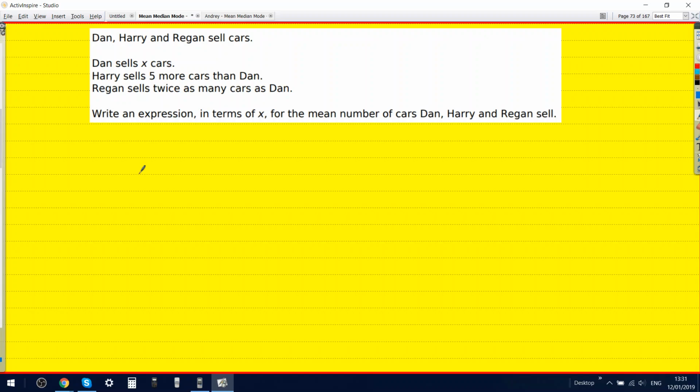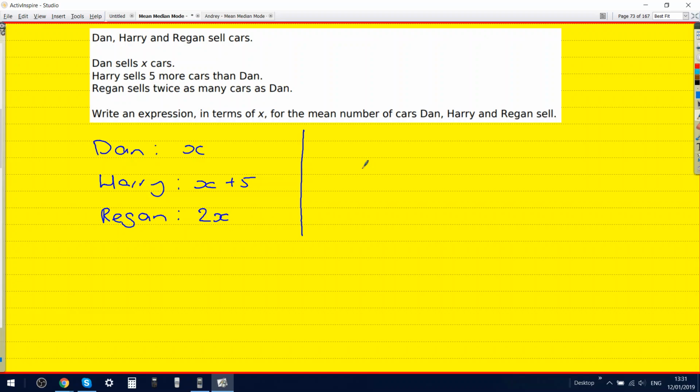Okay. So you could do X times 5. Well, Dan sells X. Oh no, X plus 5. Yeah. And the other one? And then Regan sells X times 2. And short way of writing that? 2x. And so how would you write an expression for the mean of those?